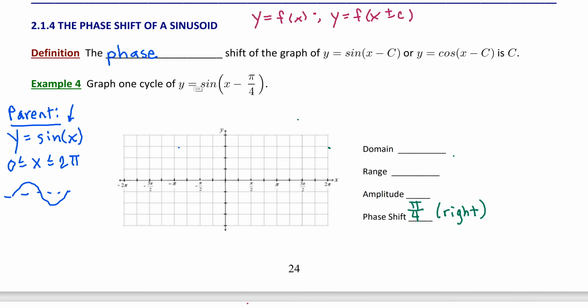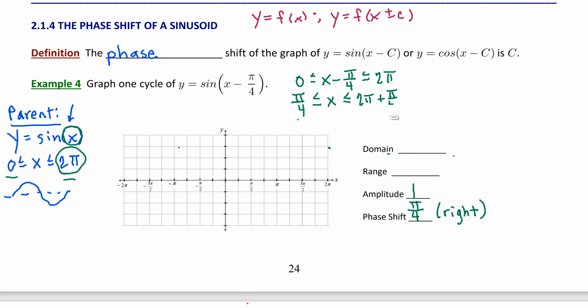Now notice, because there's no new coefficient here, that the amplitude is going to be just 1. The period of this shifted sine wave is going to be the same as the period of the original function. So just as the argument of the original sine wave ranged between 0 and 2 pi, the argument of this new sine wave is also going to range between 0 and 2 pi. But when we solve for x, by adding pi over 4 to all 3 parts of that inequality, we can see that the fundamental cycle of our shifted sine wave is going to be from pi over 4 to 2 pi plus pi over 4.